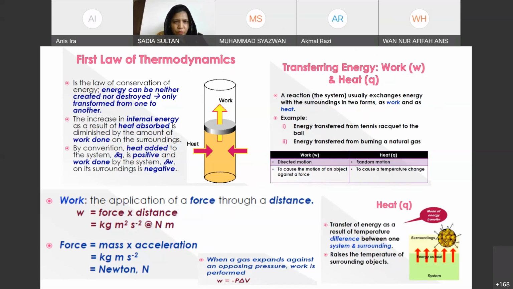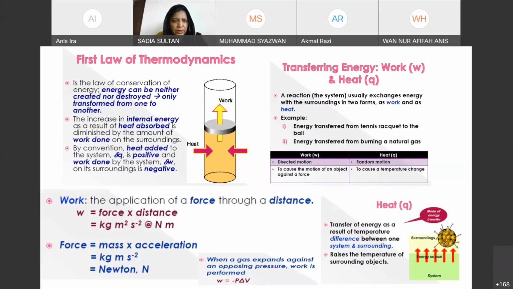So work is the application of a force through a distance. Okay, work done: we have some force, and we cover some distance. So this is work done. This is the force unit, and this is the distance unit, meter, right?